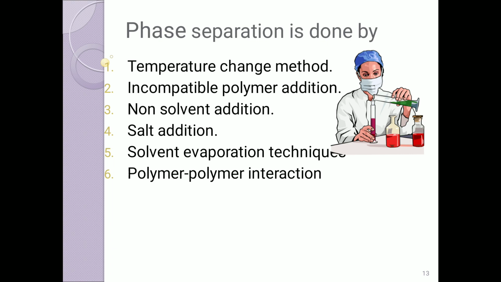Phase means what? You know, solid and liquid, or immiscible liquids. When you identify separate phases, you see two layers, then you easily say these are two phases. If it is mixed with each other very homogeneously and you cannot identify the separation, then it is called a homogeneous mixture. But if you find two layers, then it is called a phase, right? So how do we separate this phase?